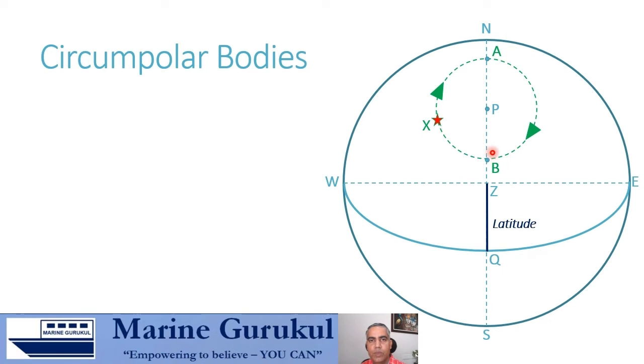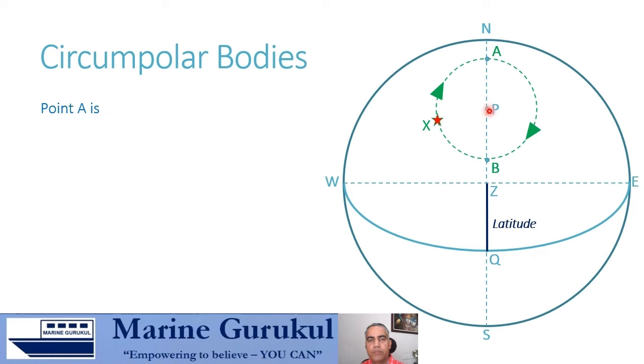Now this is only possible in case of a circumpolar body. A normal body which is not circumpolar will come north or south of you, or in other words on your meridian, only once in a day. But a circumpolar body will be north or south of you twice in a day, roughly after an interval of 12 hours. Both of these instances are called meridian passages.